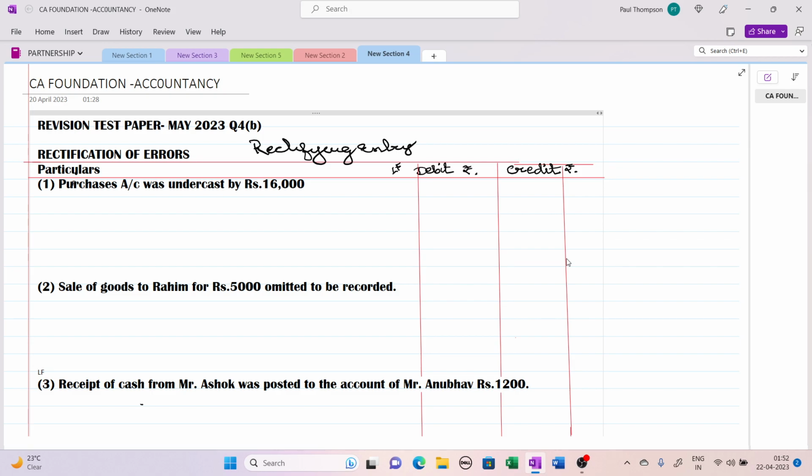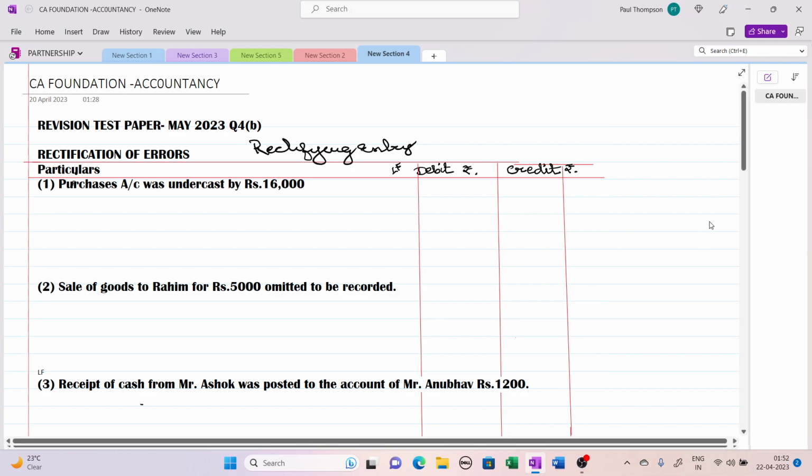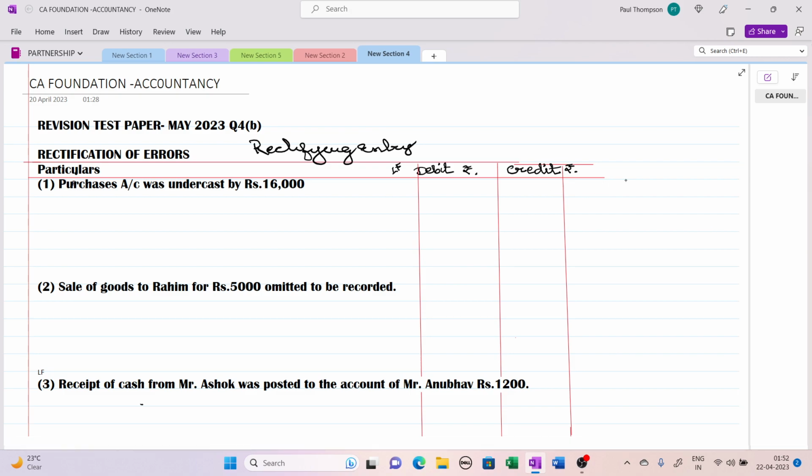Okay, so now let us get into the sum. First one was, purchases account was under cost by 16,000. Before getting into that, I wanted to explain, though you are all CA pursuing and must be knowing this very well, still for some of the students who are not able to catch up, I'm just explaining.